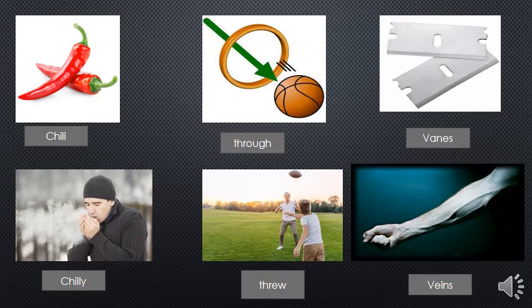When I say through, it means I passed through a door. I passed through the corridor, whatever. But when I say threw, it means I tossed. Okay, I threw something, I threw the ball. Vanes are like the blades, okay? While the second veins means the blood vessels.